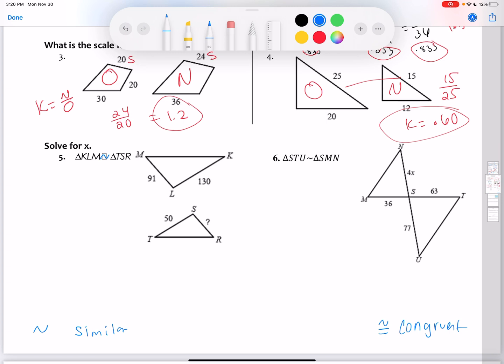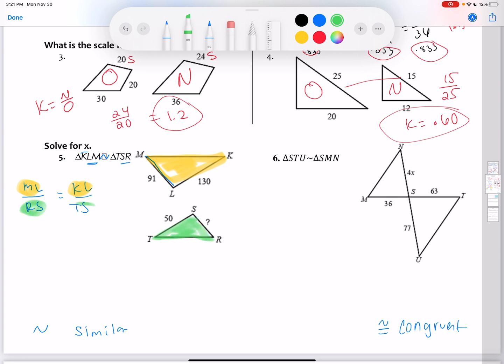Okay, so if I'm matching, I have to set up these proportions. So I want to say, who is ML corresponding to? ML corresponds to RS, just like what we did with the congruency triangles. Similarly, now I'm talking about KL. So KL corresponds to TS. Notice that each of these times, this top triangle is on the top of my fraction, and this bottom one is on the bottom of my fraction.